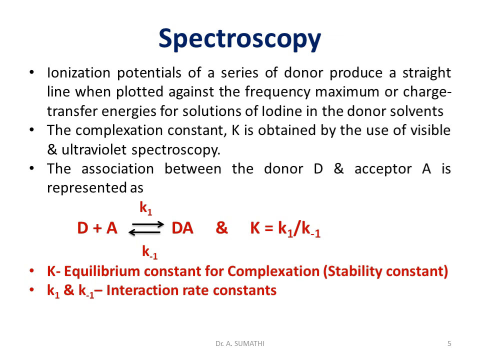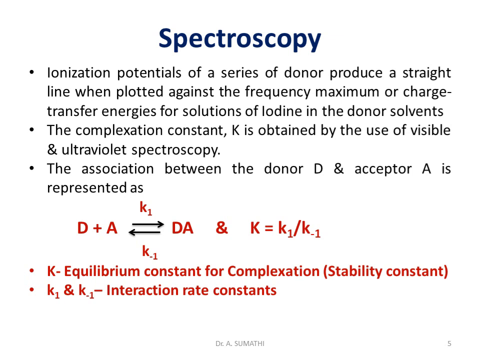Using this, we can calculate, or identify, the complexation constant. The complexation constant is represented by the letter K. How do we obtain this K? Either by using visible or ultraviolet spectroscopy.